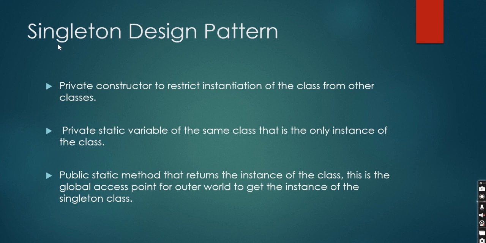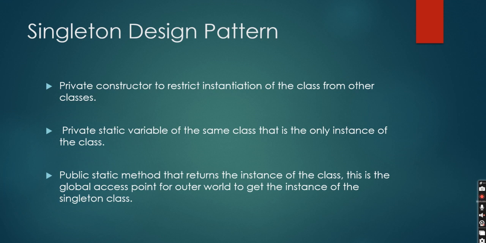For singleton design pattern we have three requirements, so basically we have to add three constraints in our code. First, we have to define the private constructor. If we have the private constructor in our class, no other class can create an instance from it, because once we create an instance of a class, the constructor is called behind the scenes.